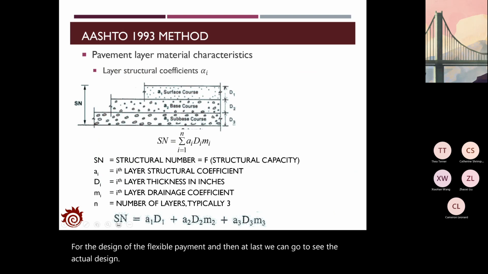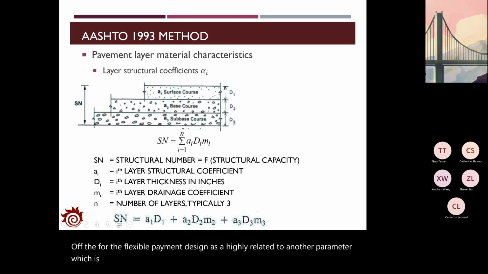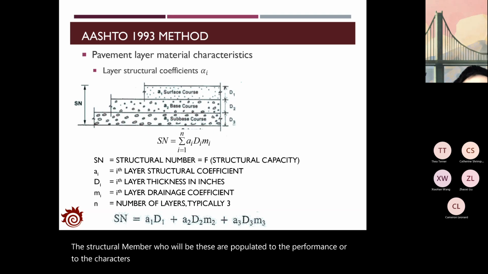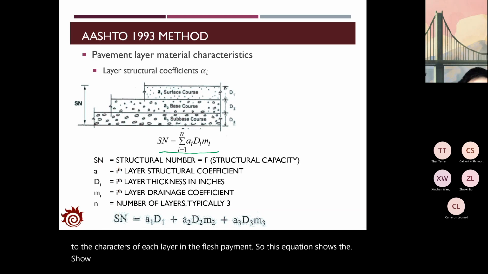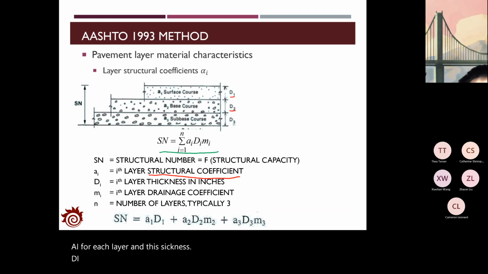For the flexible pavement design, it's highly related to the parameter called the structural number. The structural number will be related to the performance or the characteristics of each layer in the flexible pavement. So this equation shows the structural number, assuming that you know the structural coefficient AI for each layer, and you know the thickness DI for each layer. For this case, you have D1, D2, and D3.